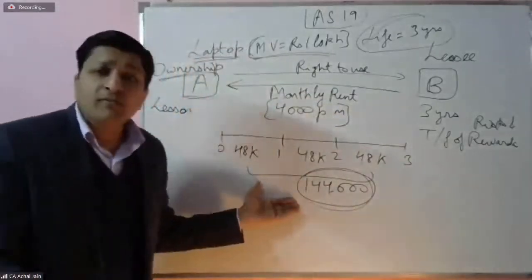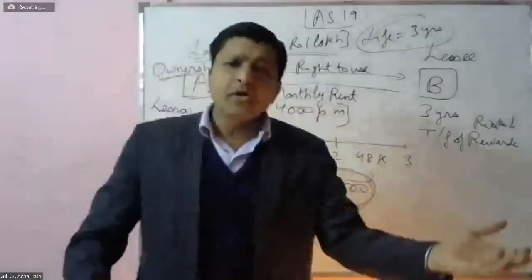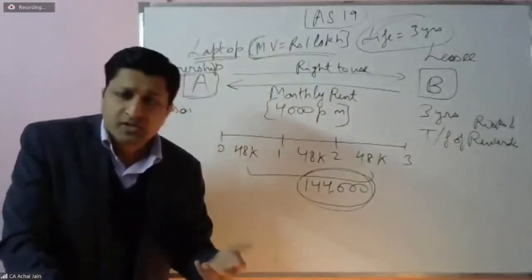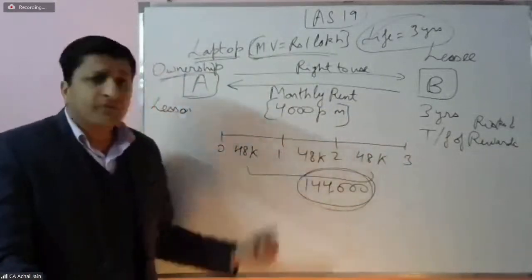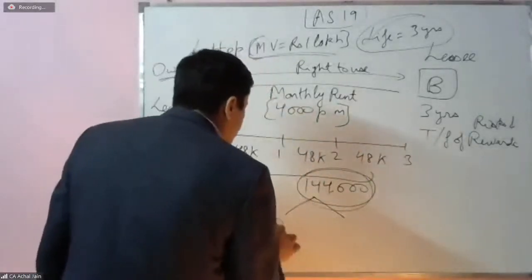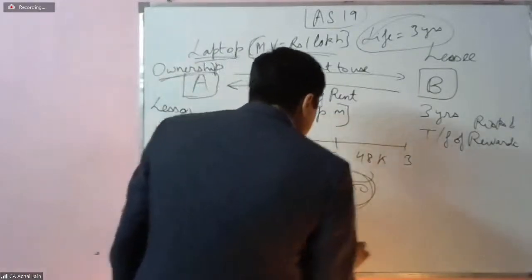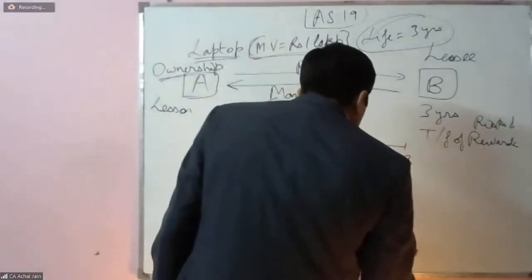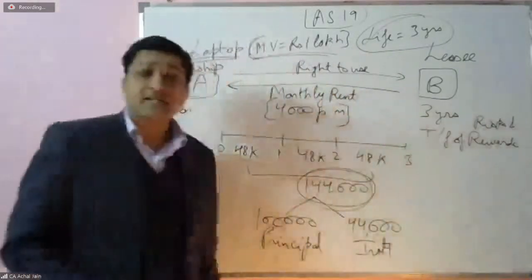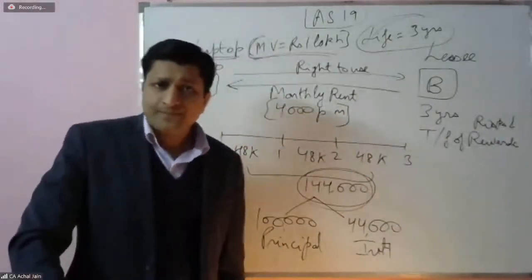But that is what always happens in case of a loan arrangement. When you don't make the payment upfront, what do you do? You will take the loan and you will pay interest on this along with the principal. So in a way, what do we say? That this 1,44,000 comprises of two things. 1 lakh is the principal and 44,000 is the interest which has been paid by B to A.